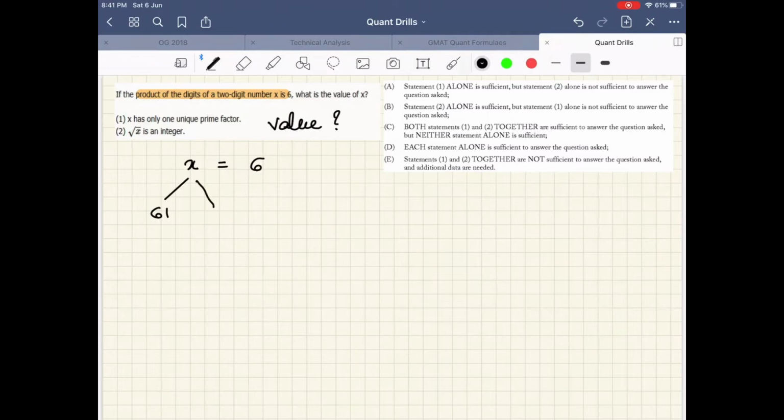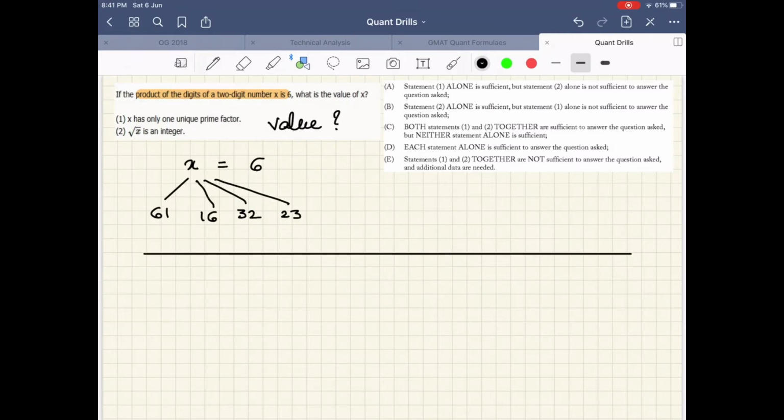So I can say x can be 61, x can be 16, x can be 32, x can be 23. So out of these four values, we need to identify any one value. So let's check what has been given.